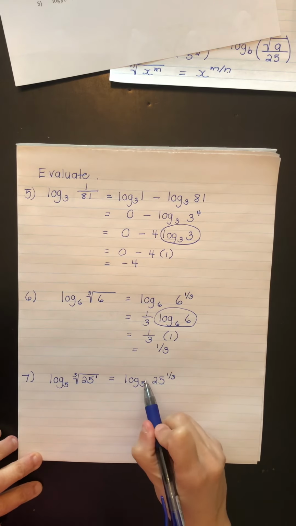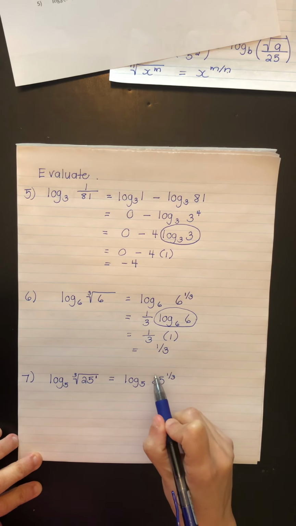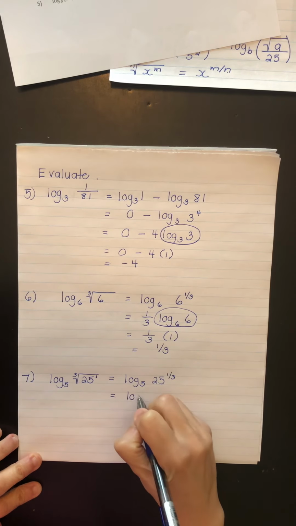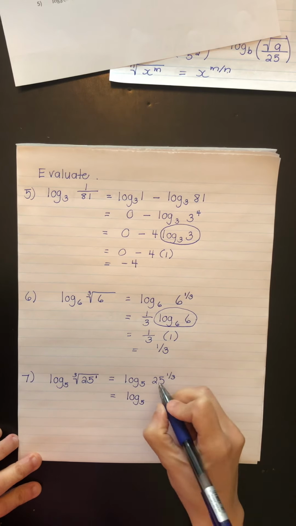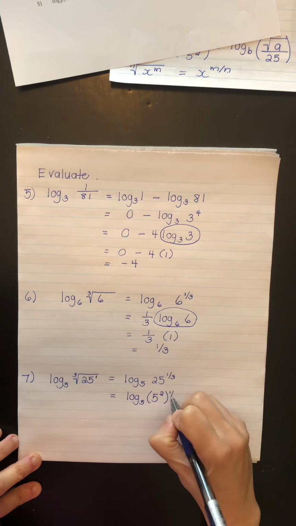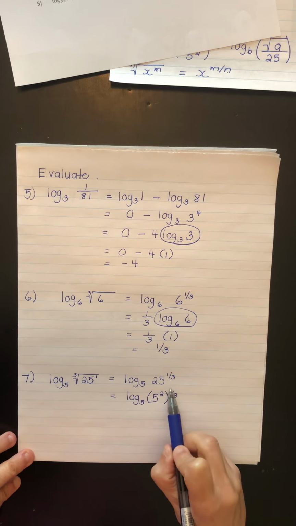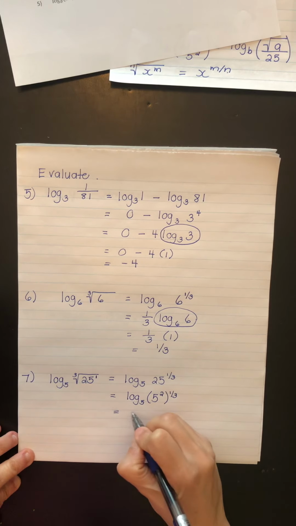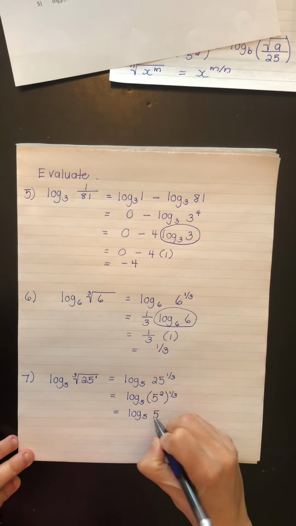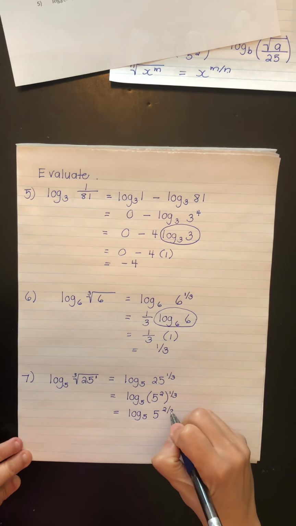Now, the base here, however, is 5, not 25. So it would be nice to instead move to a base of 5. This can easily be accomplished because we know that 25 is 5 squared. So 25 becomes 5 squared. This exponent of 1/3 is still here. Applying the rules of our exponents means that we multiply 2 by 1/3 to get 2/3.